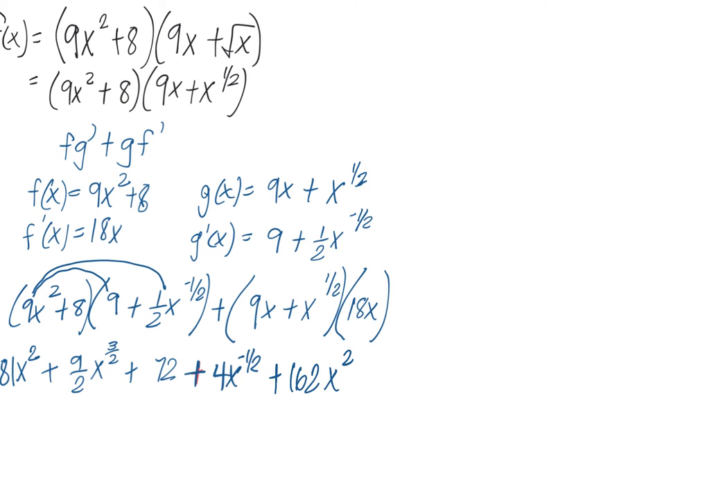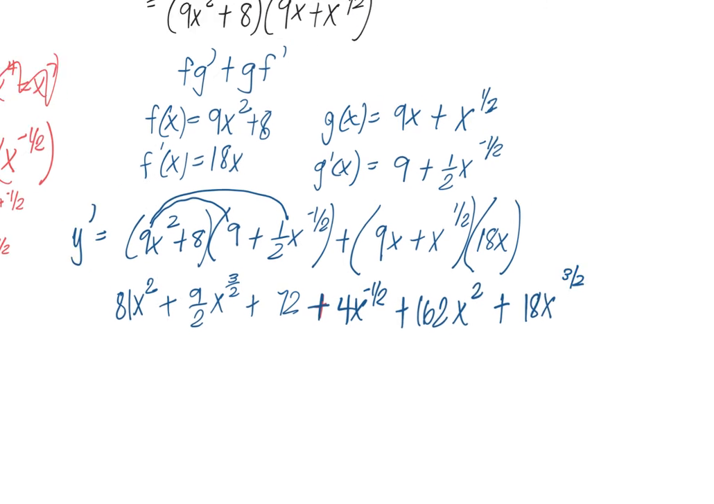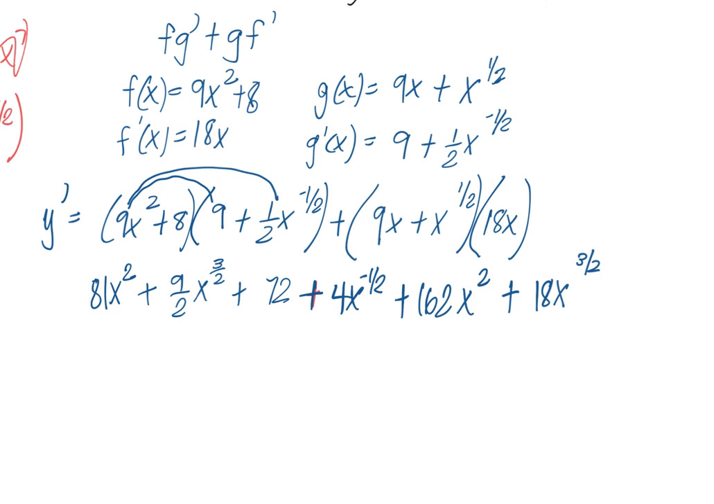And then 18x times x to the half is 18x to the 3/2, because there you're saying 1 plus 1/2. This I get right. So that was my problem. 81 and 162, 243. 243x squared. Plus 72.